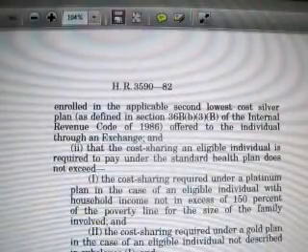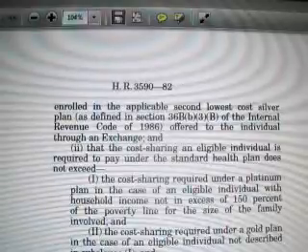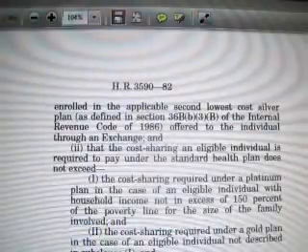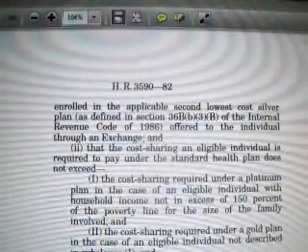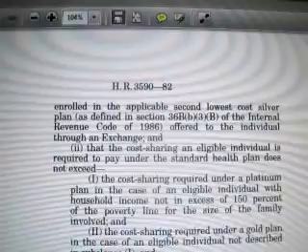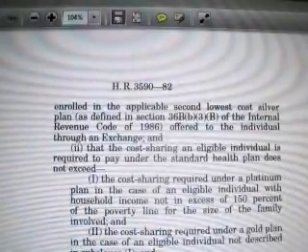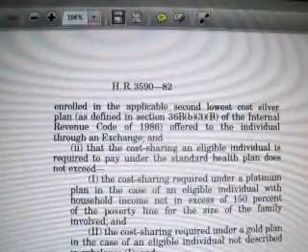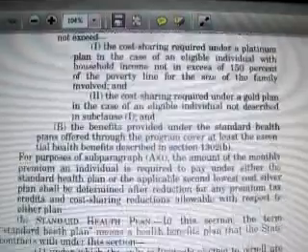Okay, so this thing has to give you basic health insurance, and it can't be over a certain cost. Okay? And remember, if you're not at the poverty line, but you're below 50% above the poverty line, you can get this insurance. Okay.